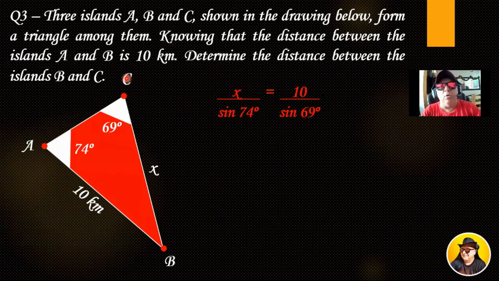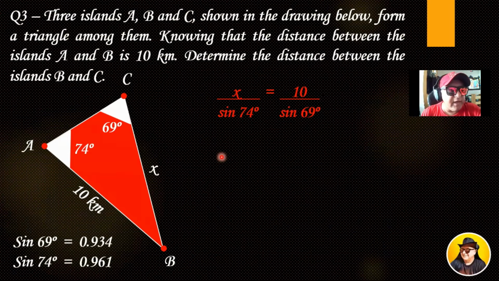Okay, so applying the law of sines, I have that X is over the sine of 74 and 10 is over the sine of 69 degrees. Okay, and sine of 74 and sine of 69 degrees is probably going to be given. So the sine of 69 is 0.934 and the sine of 74 degrees is 0.961. Let's replace the values. So now x is over 0.961 and 10 is over 0.934.